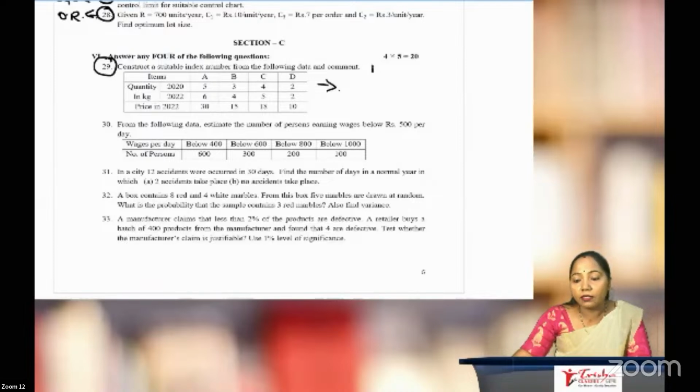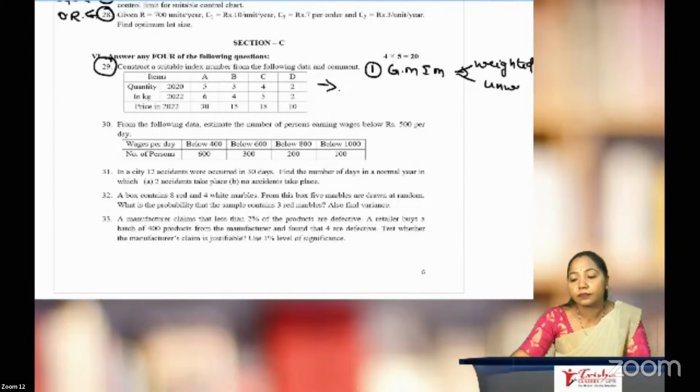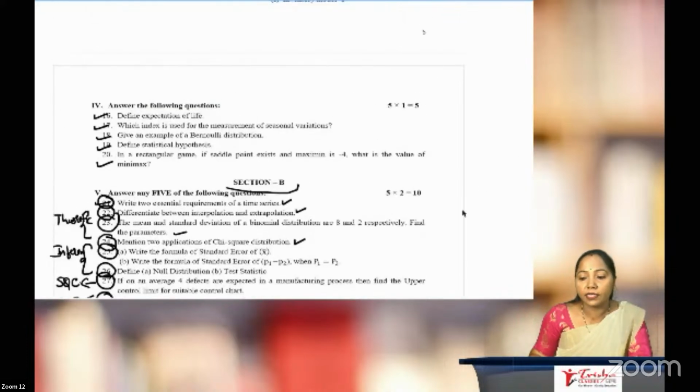It could be finding geometric mean index number, both weighted as well as unweighted.